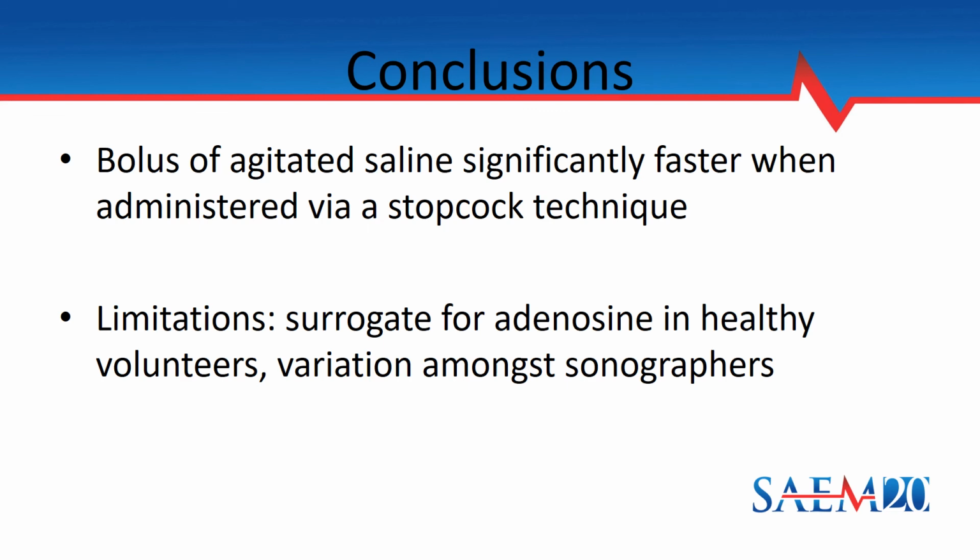In conclusion, a bolus of agitated saline designed as a surrogate for adenosine arrived most quickly to the heart when it was administered via a stopcock technique. There are limitations to our study. Most importantly, agitated saline was used as a surrogate for adenosine, and these were healthy participants. It is unknown if our results would hold true in patients receiving adenosine for SVT.